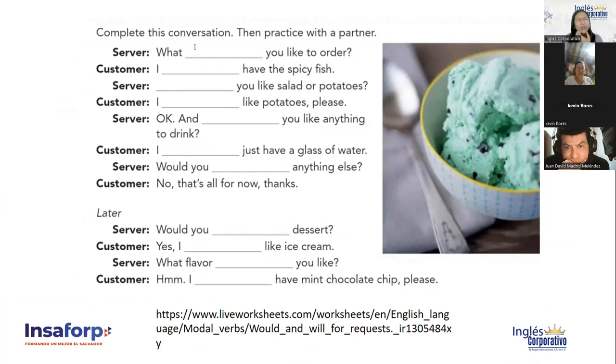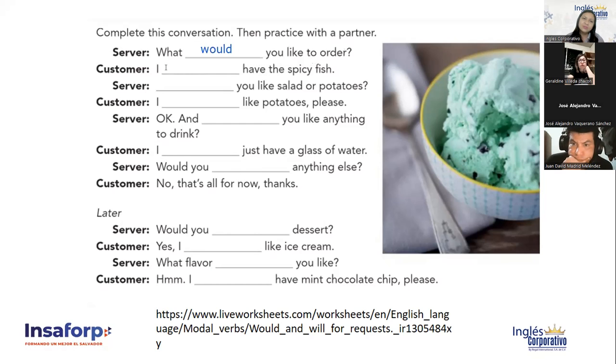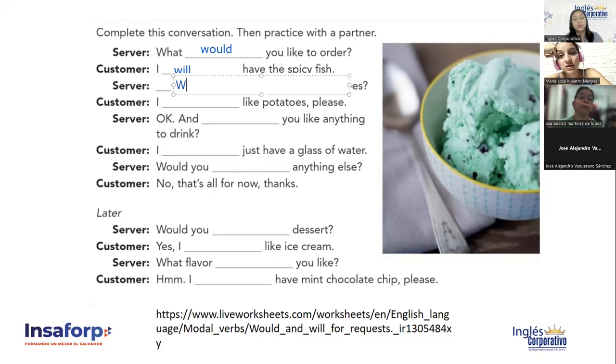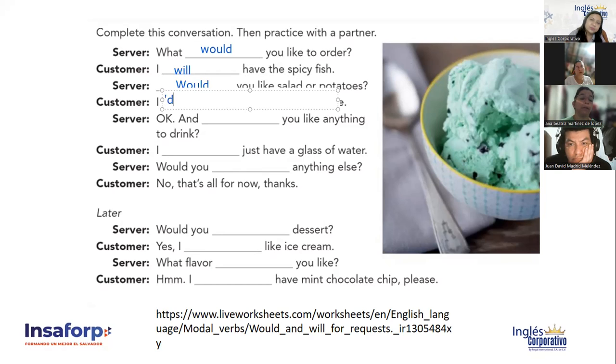What will be here the correct structure? What would you like to order? I will have the spicy fish. Okay, question. Would you like salad or potato? I'd like potatoes, please. Okay, and?